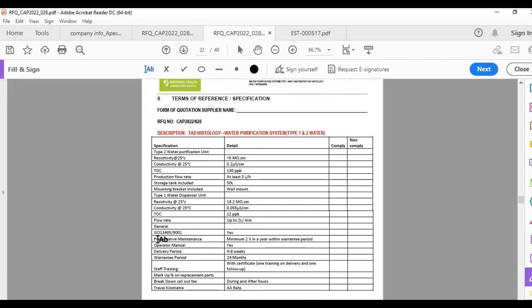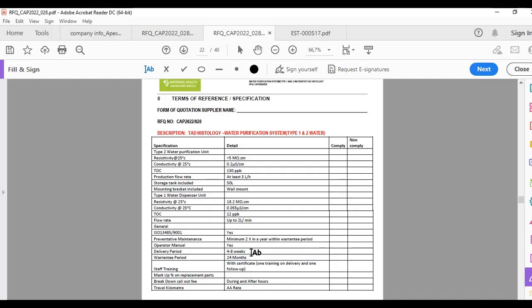They do indicate that they need preventative maintenance, minimum of 2 in a year, within the warranty period. So this must mean that it has a 2-year warranty period. It does say here as well that it's required for it to have a 24-month, which is 2 years. Delivery period must be within 4 to 8 weeks.